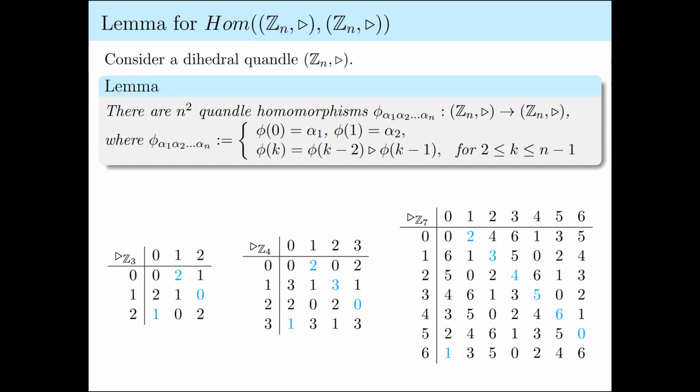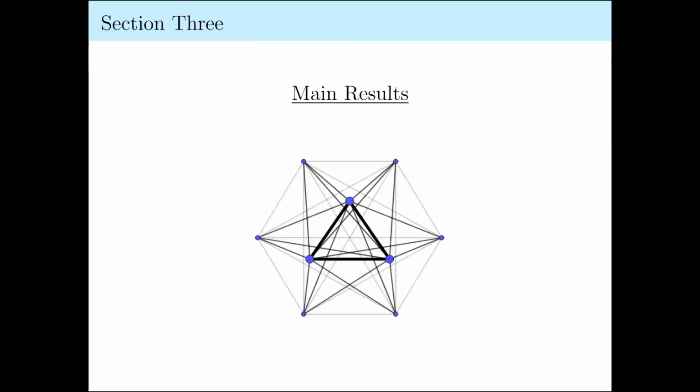In the case of Z7, we see that 0 triangle 1 is equal to 2. Since phi is a quandle homomorphism that maps 0 to alpha 1, 1 to alpha 2, we get that 2 must also be mapped to alpha 3. And this pattern continues with 1 triangle 2 equal to 3, 2 triangle 3 equal to 4, and so on. Now that we've seen an example of quandle colorings, and we have a lemma on the quandle homomorphisms also used to form a quiver, we move on to our main results.